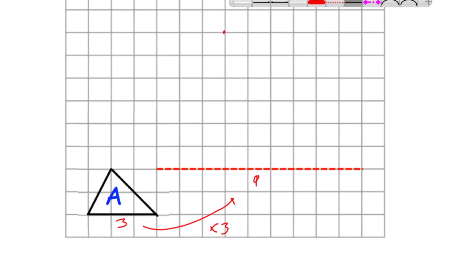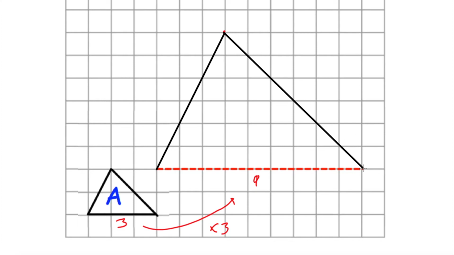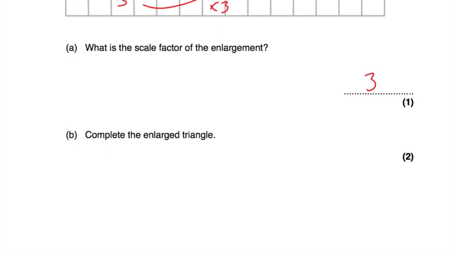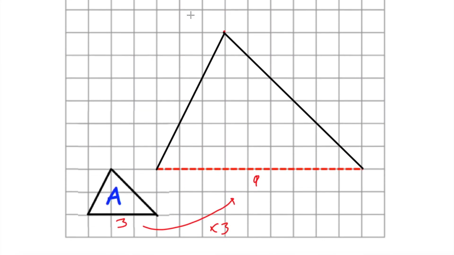So we've been asked to complete the triangle. Let's get our ruler and pencil and join up the top of the triangle, like so. And that's it. We've enlarged triangle A by scale factor 3. Did the question ask us to do anything else? No, that's it. We just needed to complete the enlarged triangle. So that's what it would look like.